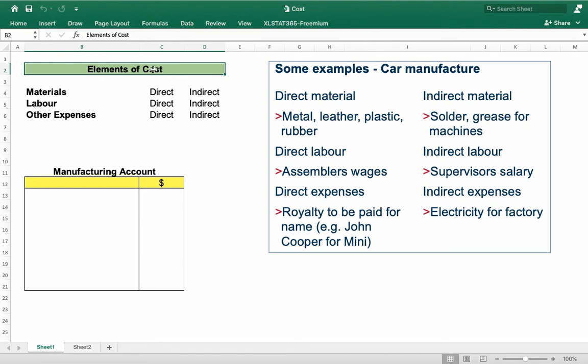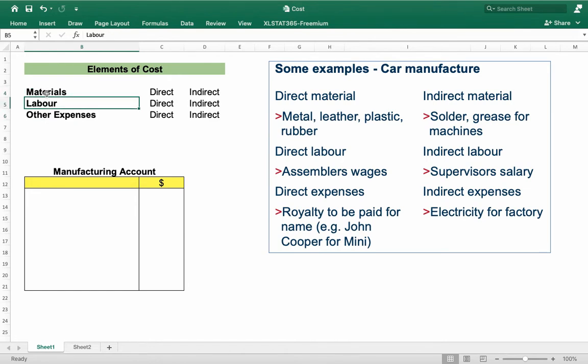So elements of cost. Cost means what is the cost of producing the goods. Suppose you are planning to produce one car. This example, this screen I have taken from your PowerPoint presentation. So suppose you are planning to manufacture a car. What are the costs involved in order to manufacture a car? So these are basically three elements: material, labor, and other expenses.